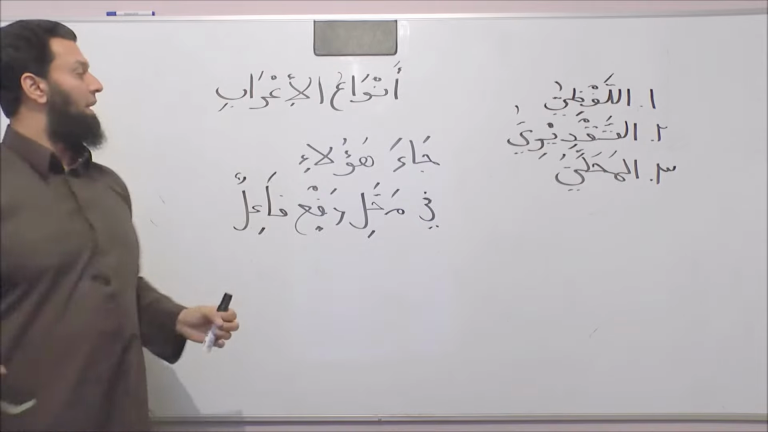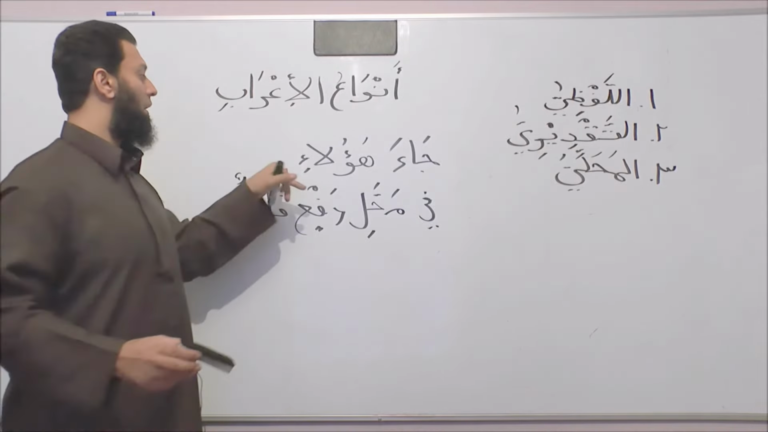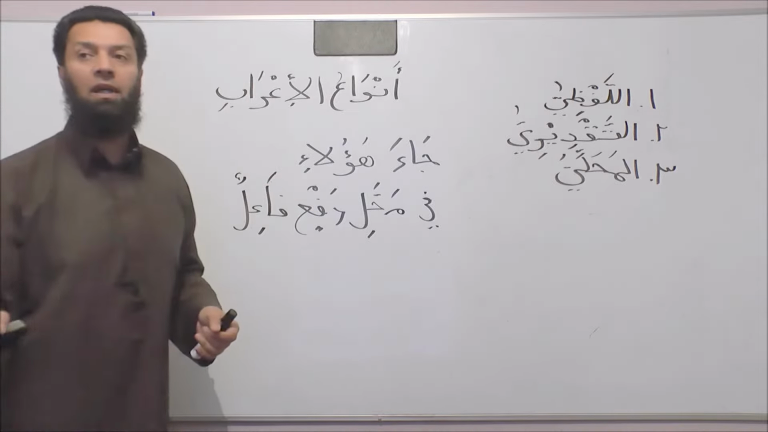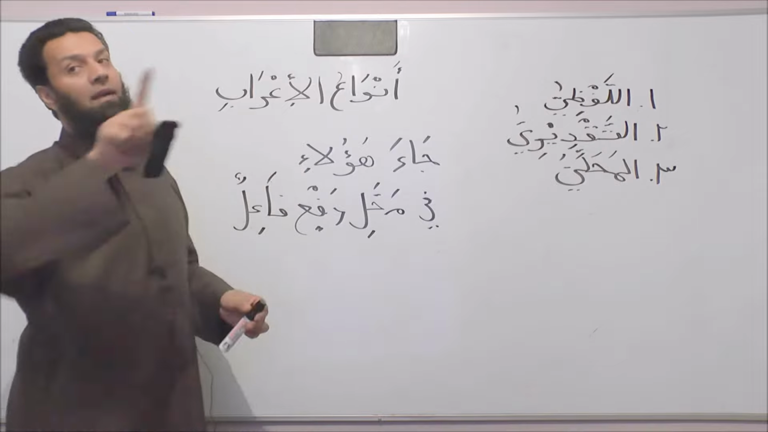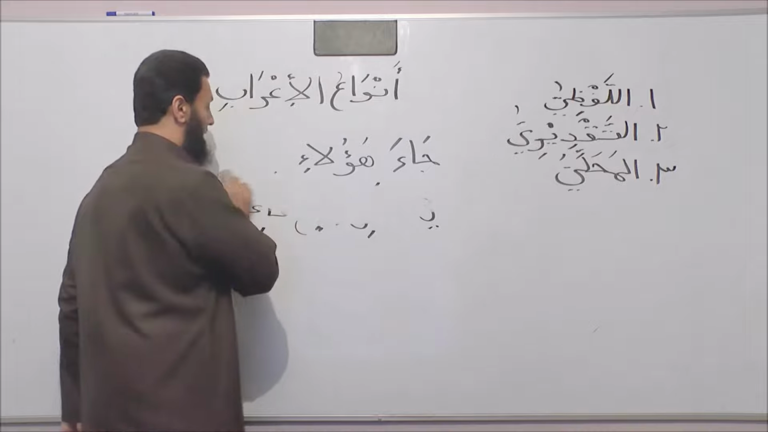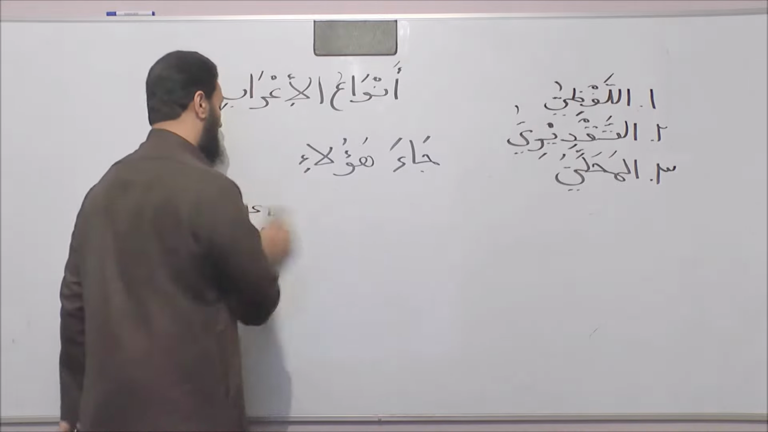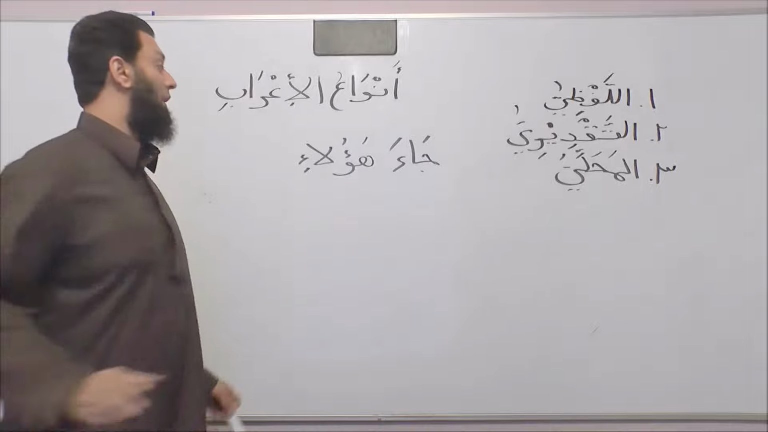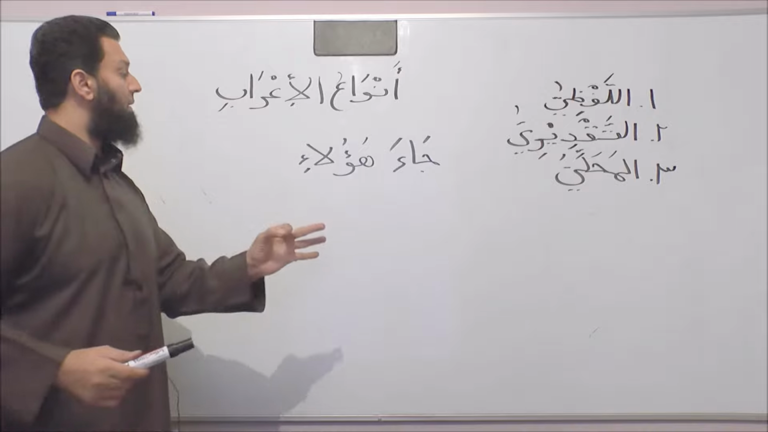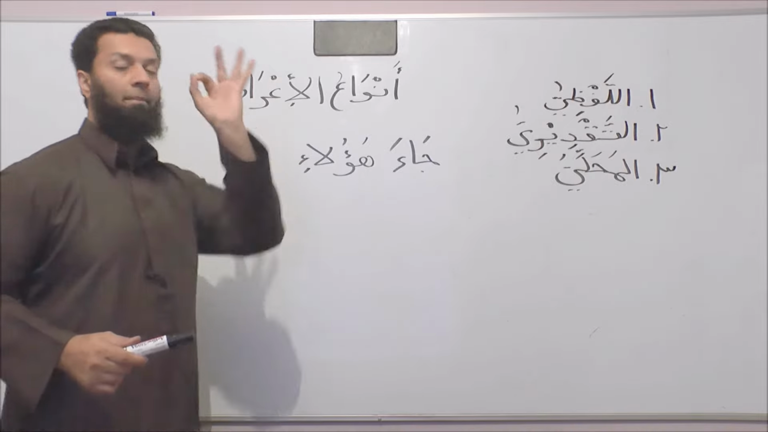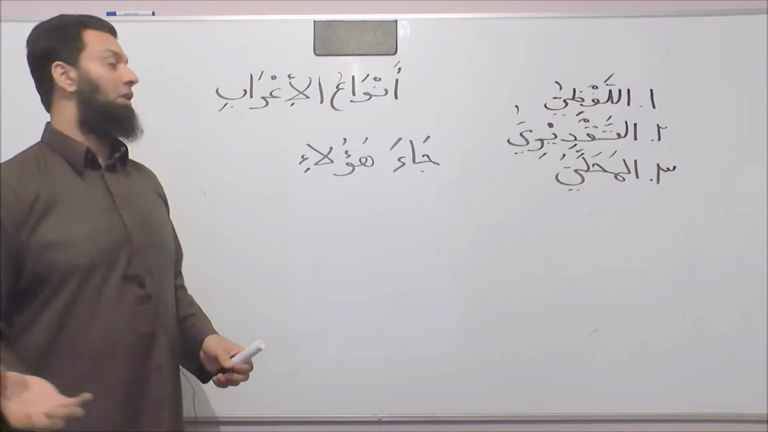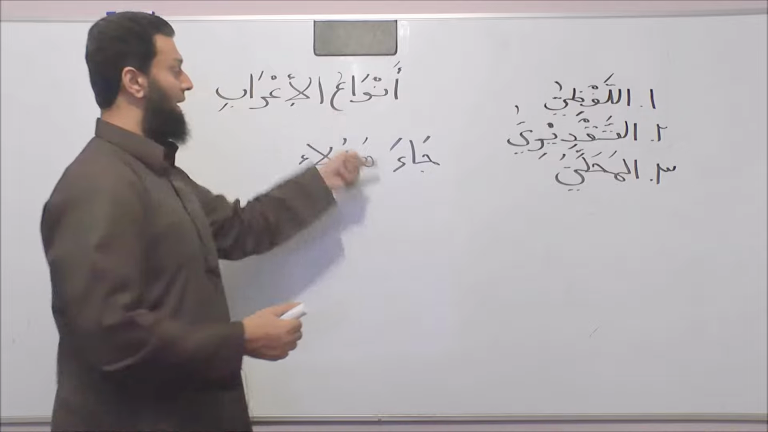That is how we would now resolve this issue of ha'ula'i apparently having a kasra but occupying the position of the fa'ilun, therefore having to be marfu'un fi mahalli raf'in fa'ilun. So it's not particularly complicated. We just have to remember that where we have an ismun that is mabniyun, then we say that it occupies the position of being marfu'un as a fa'il.